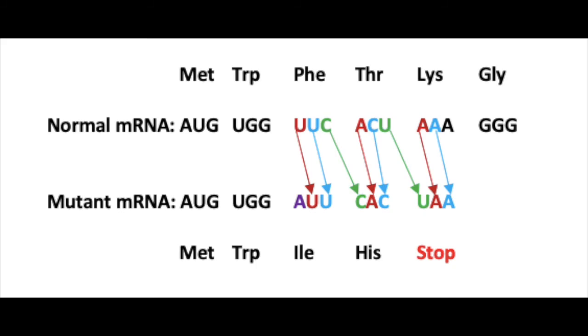This resulted in a nonsense mutation, because the mutant mRNA was cut short after the last nucleotide in threonine was shifted to the right, creating the codon UAA, which is a stop codon. However, the last nucleotide in the codon coding for lysine and glycine cannot be determined definitively due to the mutant mRNA resulting in a nonsense mutation.